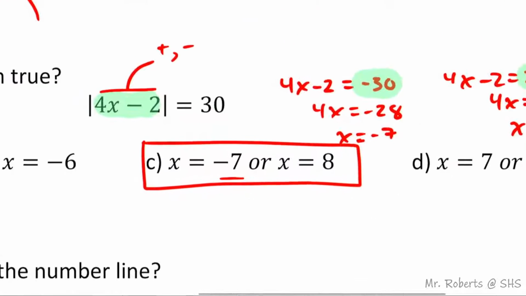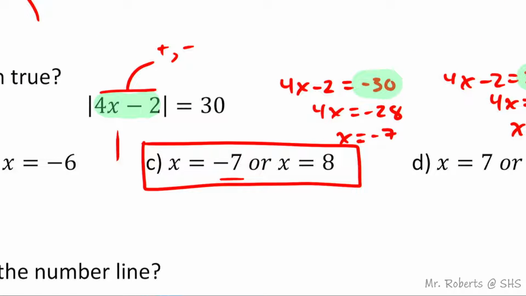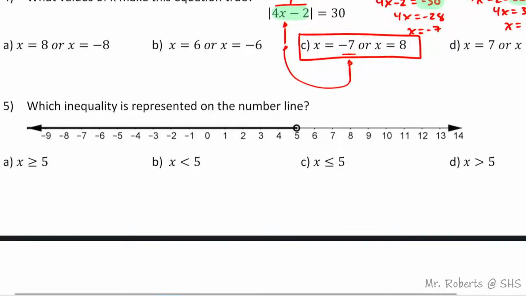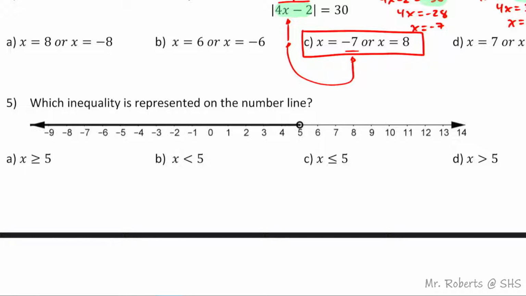And I can check both of those, right? If I plug 8 into that, 4 times 8 is 32. 32 minus 2 is 30. Absolute value of 30 is 30. If I plug negative 7 into that, 4 times negative 7 would be negative 28. Negative 28 minus 2 more is negative 30. Absolute value of negative 30 is 30. So C definitely checks. The last one here, it says, which inequality is represented on the number line?